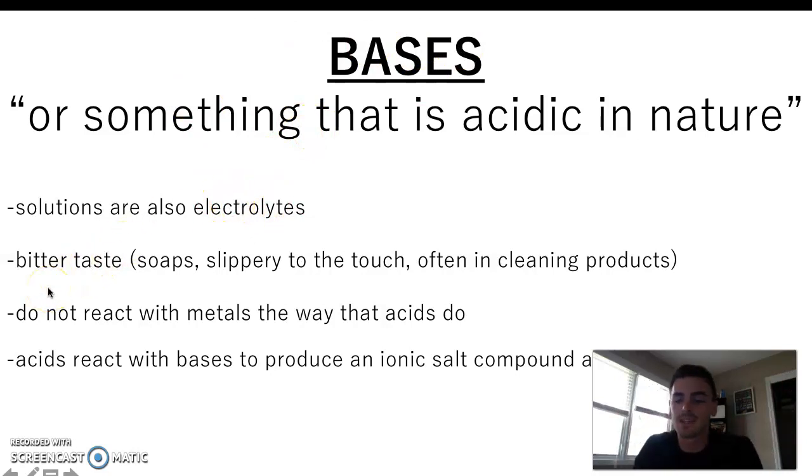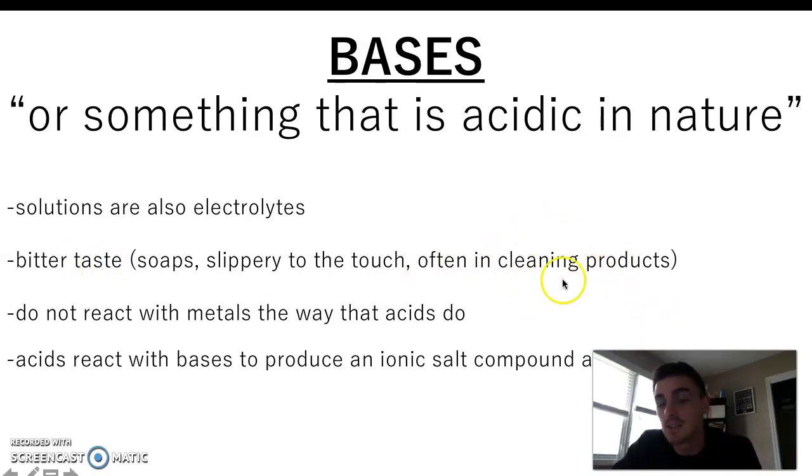Usually with bases, we say that they have a bitter taste. So even, I don't know if you guys ever got your mouth washed out with soap, but soap is something that we kind of associate with how bases would taste. Usually they're very, very slippery, again, like soap. If you spill sodium hydroxide on your hands, they're very, very slippery.